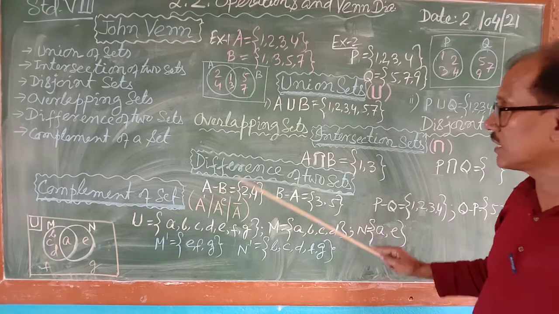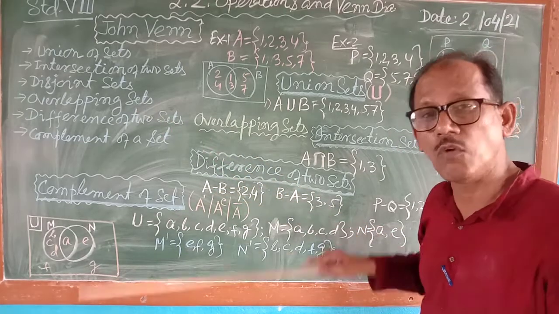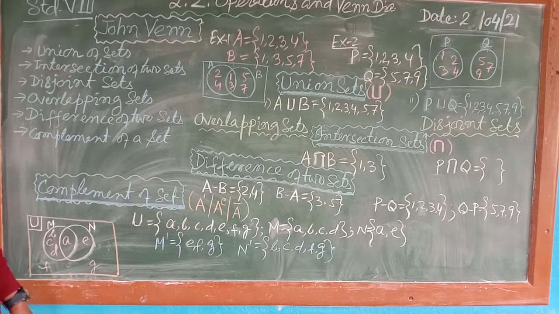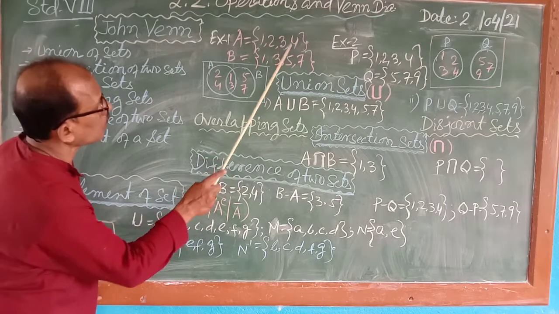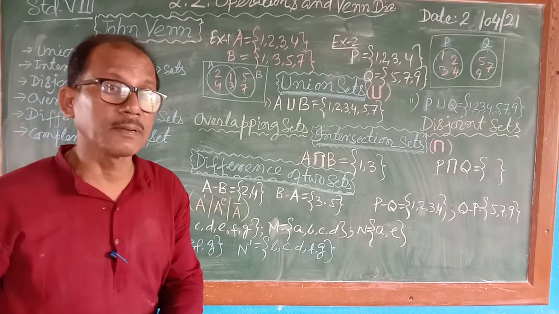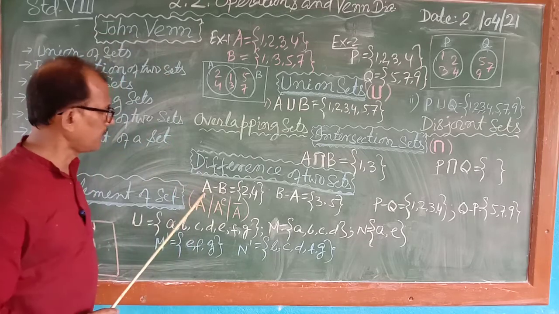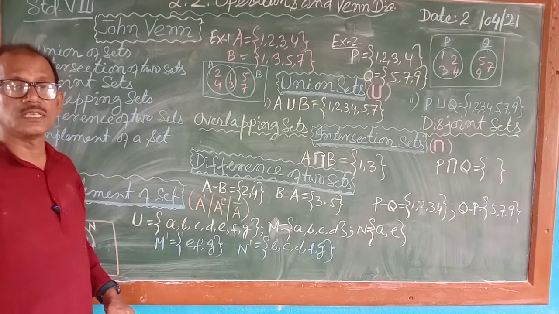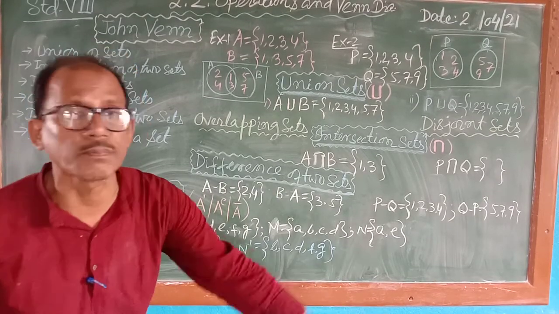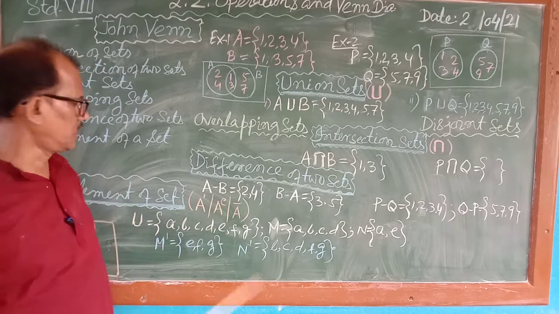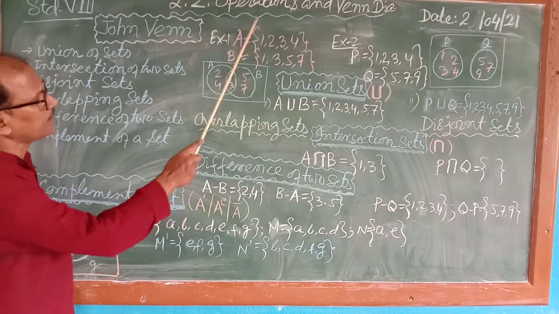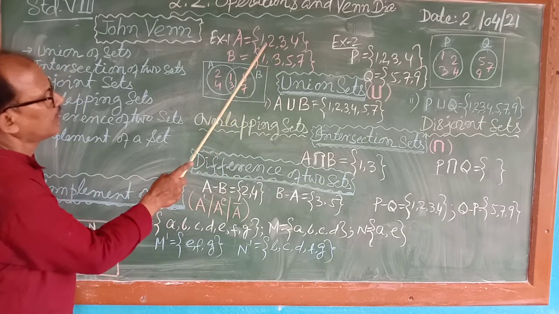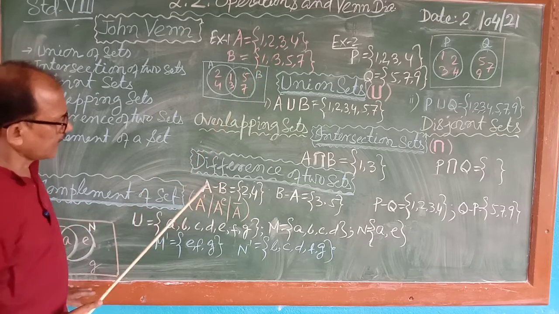So A minus B: A is differing from B by what? Listen carefully. A differs from B by the elements present in A but not present in B. I repeat, elements present in A, not present in B, because it is A minus B. That means the elements present in the minuend set that are not in the subtrahend set will be the difference. So A minus B will be the elements present in A, not present in B. Definitely it will not include 1 and 3, only 2 and 4. 2 and 4 will be A minus B.